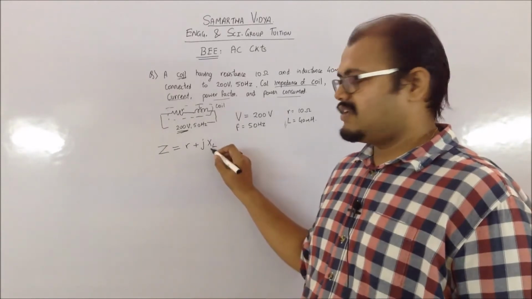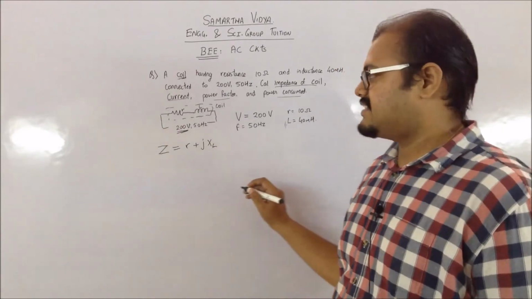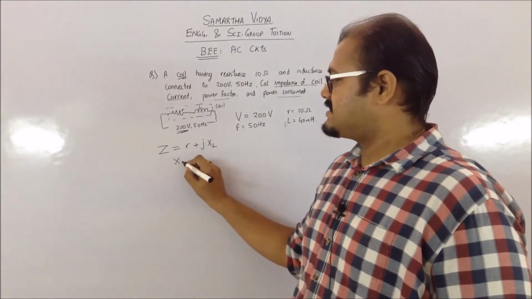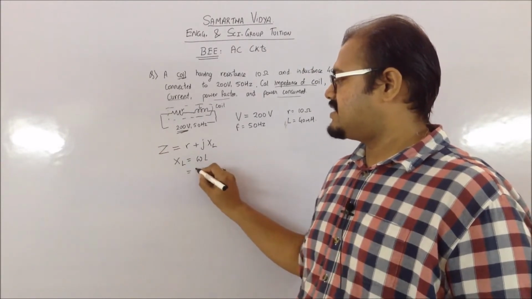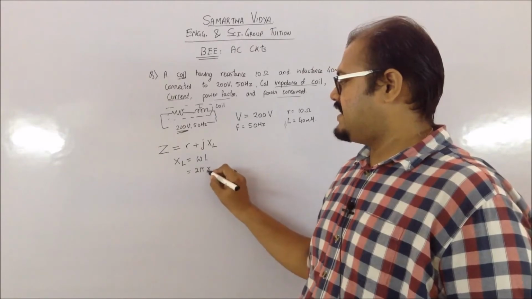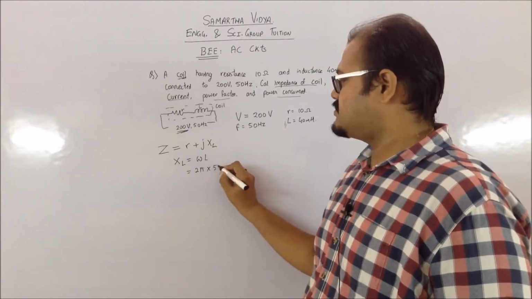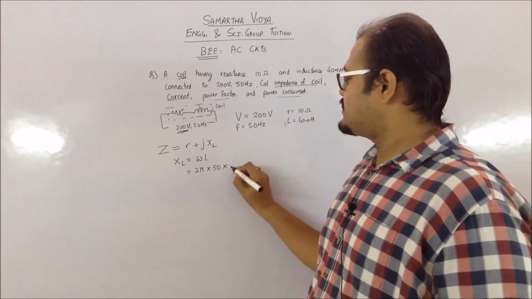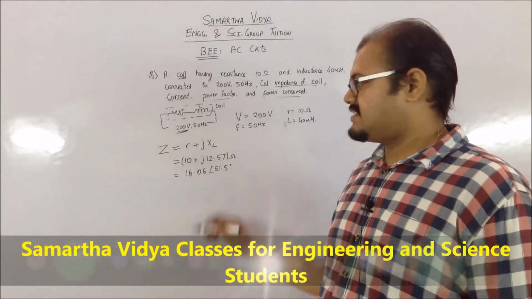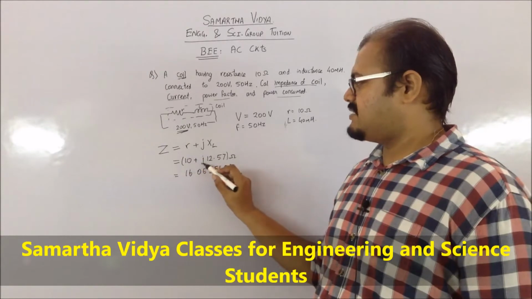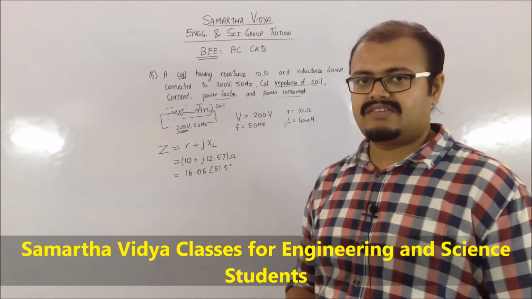So I have to first of all calculate what is going to be my XL. So my XL is given by the formula, that is omega L, which is nothing but 2 pi into F, which is 50 over here, into L, which is 40 millihenry. So after calculation of your XL, you are getting my Z is equal to 10 plus j12.57 ohms.